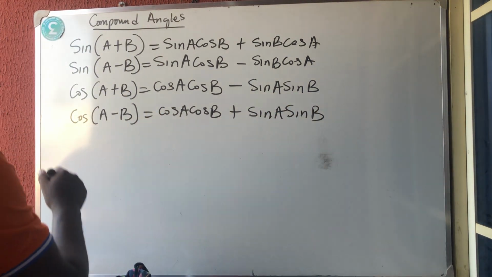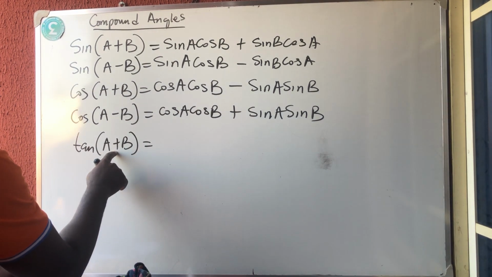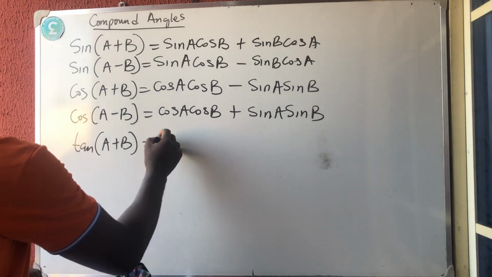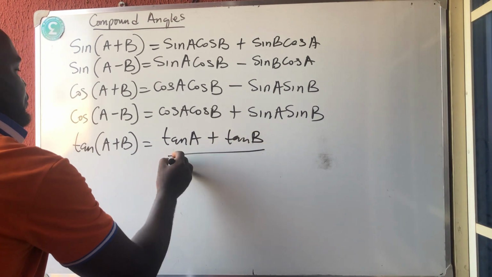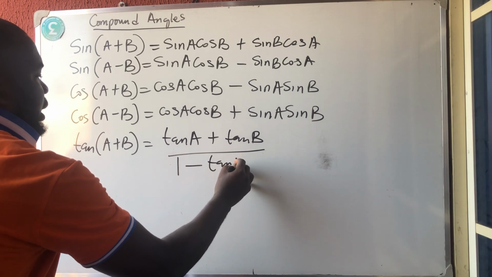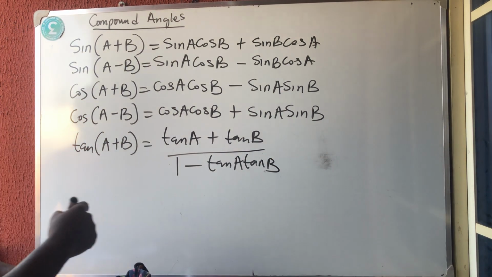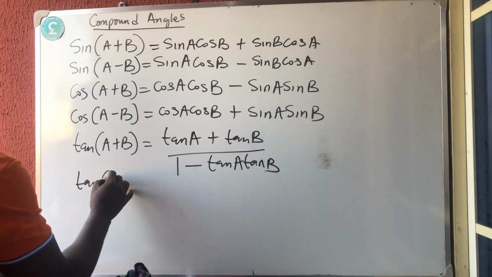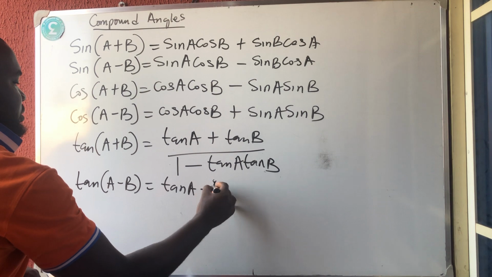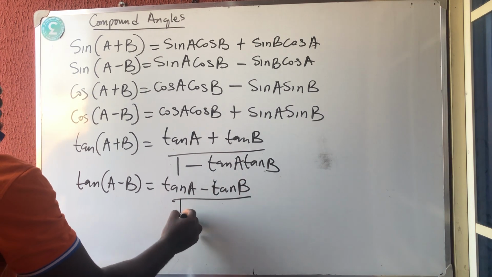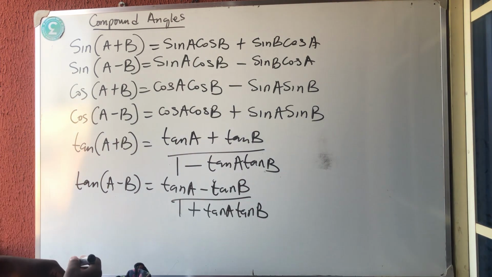Now for tan A plus B: it starts with the plus, then in the denominator you have the minus. So it will be tan A plus tan B all over 1 minus tan A tan B. But if it is minus, tan A minus B is equal to tan A minus tan B all over 1 plus tan A tan B. So you need to know this.